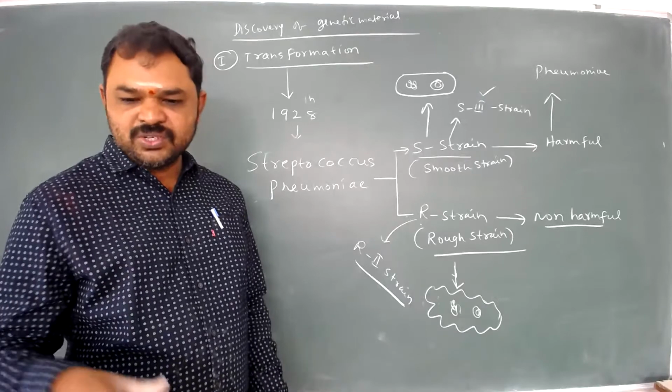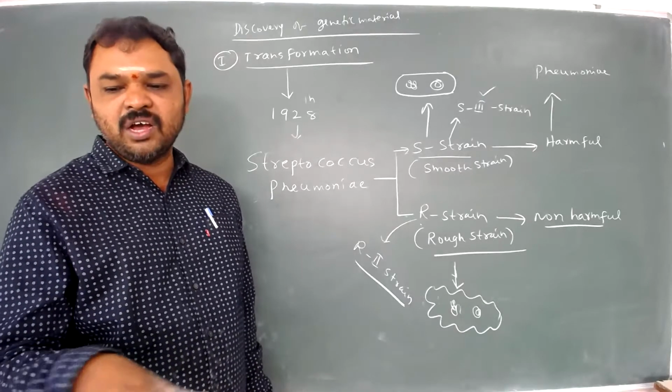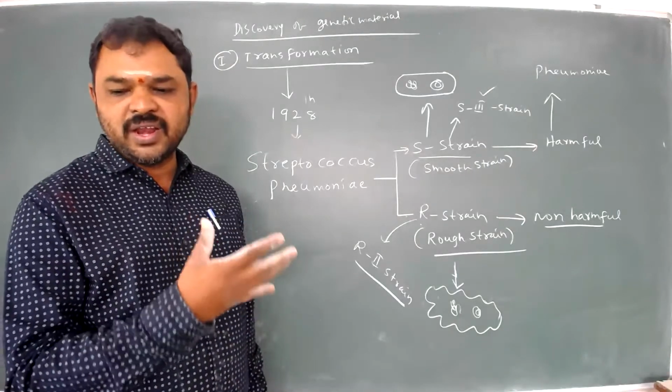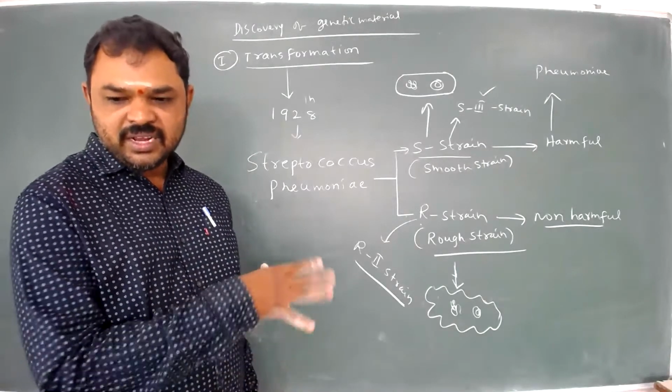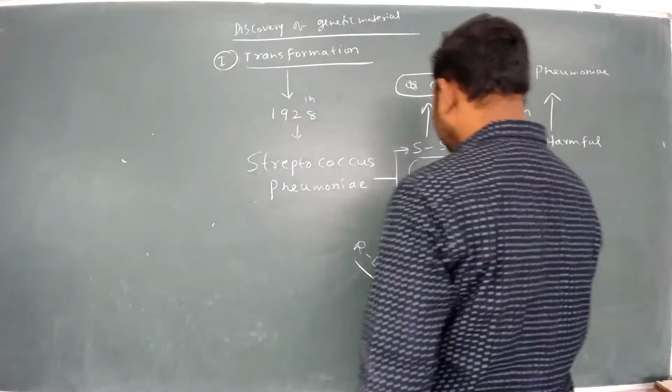Then using these S and R strains, they injected them into mice and observed the result. What was the result on injecting these R and S strains into mice? Let us see the experiment, how it was done. This is the transformation experiment.